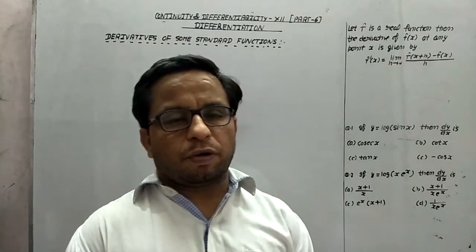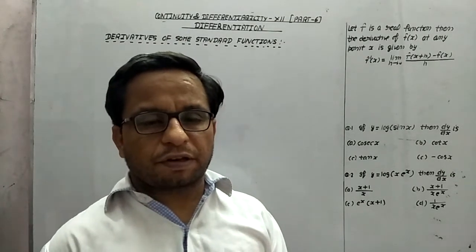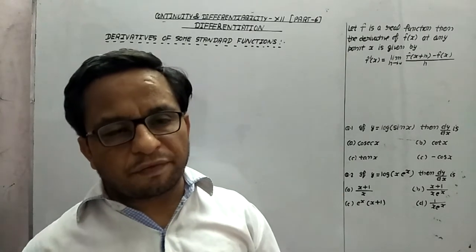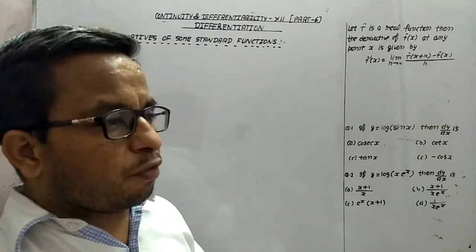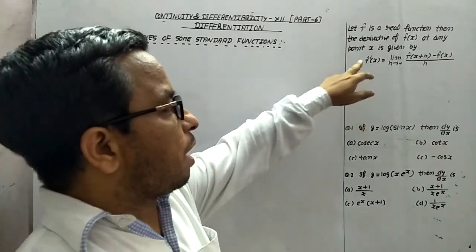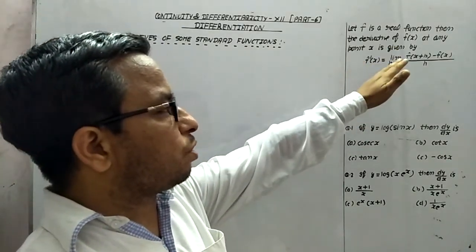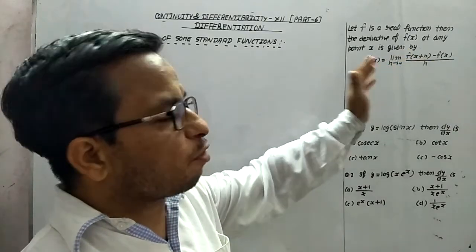Hello everyone. Today in this part 6 of continuity and differentiability, I'll explain to you about differentiation. In 11th class, we were doing the proof using the first principle: f dash x is equal to limit h tends to 0, f(x plus h) minus f(x) upon h.